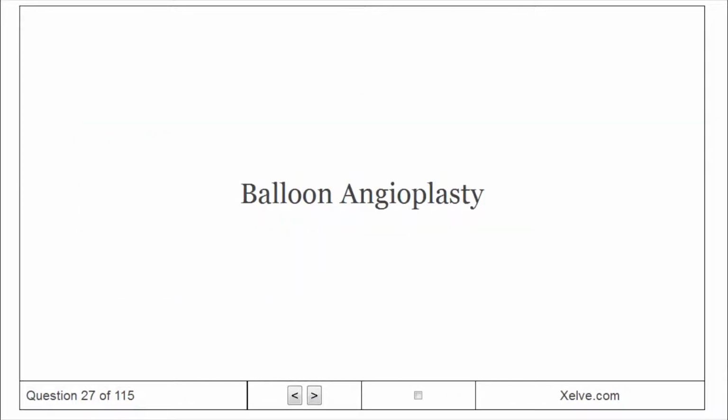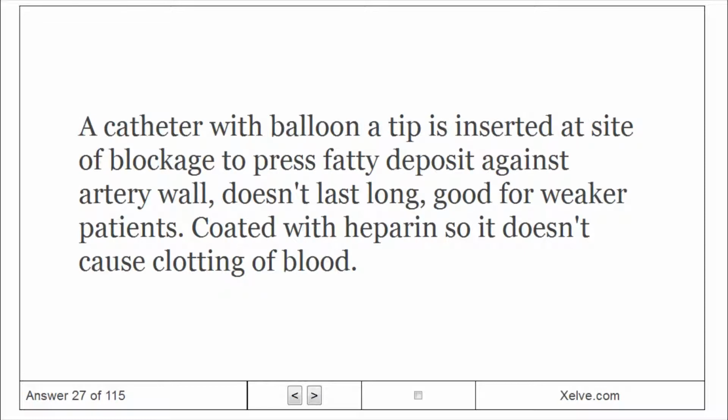Balloon angioplasty. A catheter with a balloon at the tip is inserted at the site of blockage to press fatty deposit against the artery wall. Doesn't last long, good for weaker patients, coated with heparin so it doesn't cause clotting of blood.